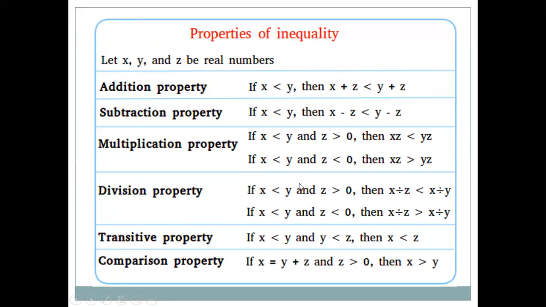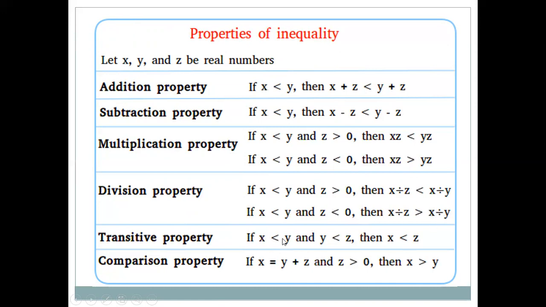Division property, the same rule as the multiplication rule. If x is less than y and z is greater than 0, then x divided by z is less than y divided by z. If x is less than y and z is less than 0, the same thing is happening: x divided by z is greater than y divided by z.